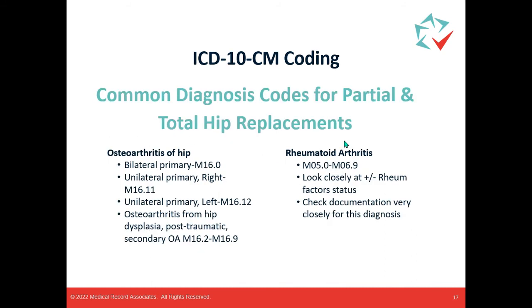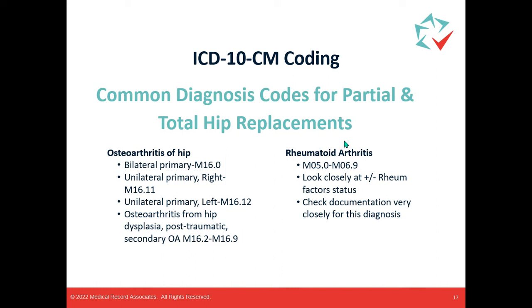Now let's talk about the diagnosis coding for hip replacements. Arthritis is the #1 reason for hip replacements, and the diagnosis codes are listed here. Be watchful for laterality and etiologies in the documentation to ensure coding accuracy.